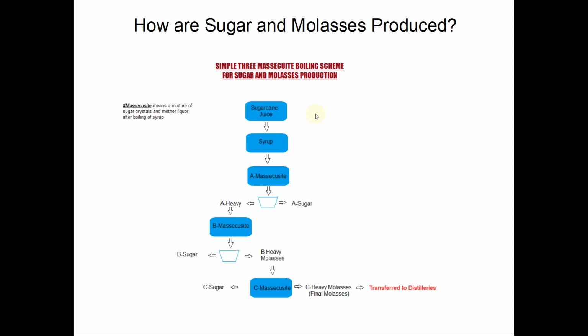First, to begin with, some may be confused by the terms B-heavy, C-heavy and sugarcane juice when we see them in the news. So let's first understand the process of how sugar and molasses are produced.